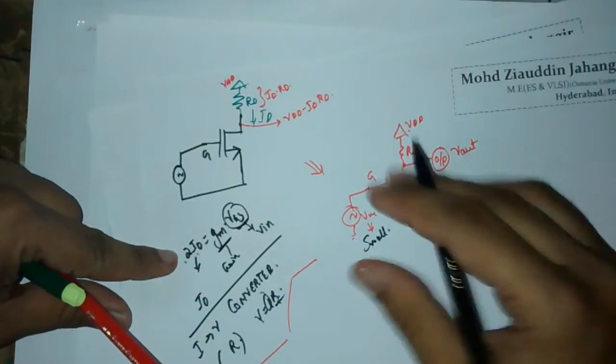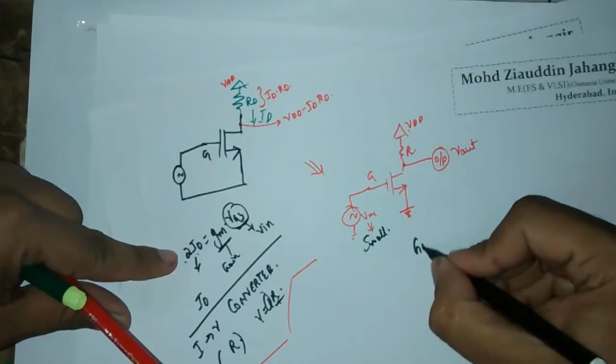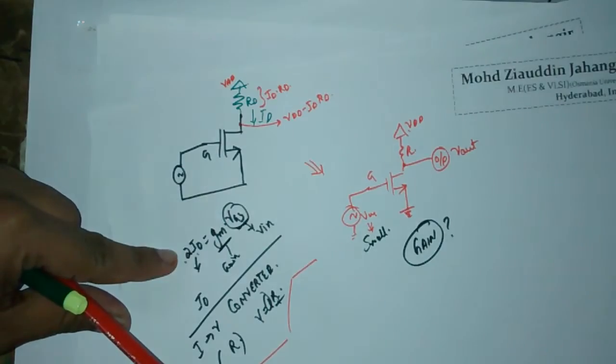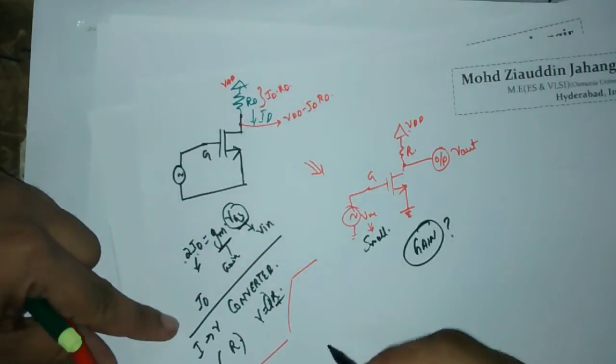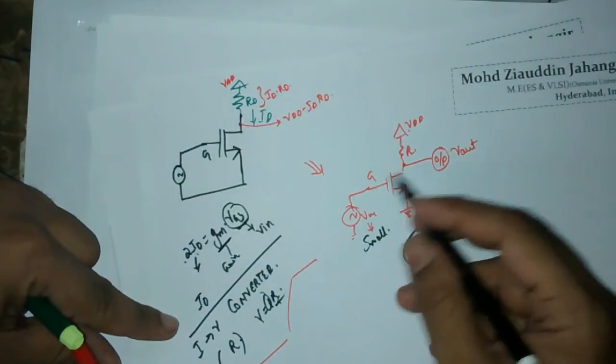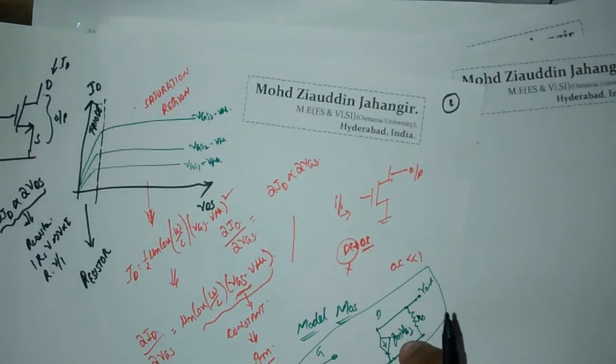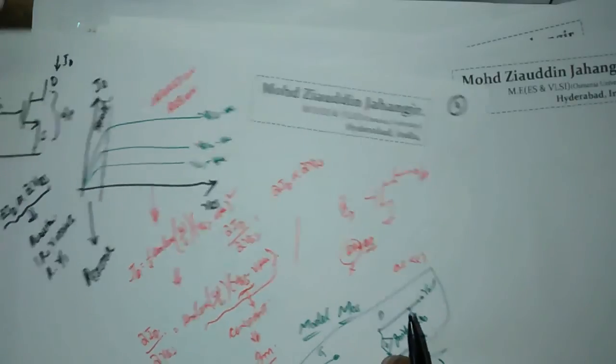So therefore, in order to find the gain of this amplifier, you have to do a small signal analysis. In order to do a small signal analysis, we have to replace this MOSFET with the small signal model that was derived in the previous paper.